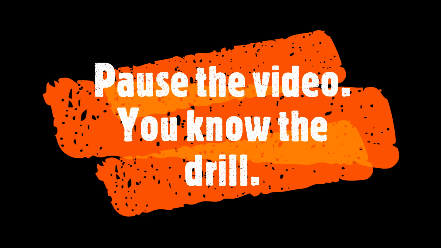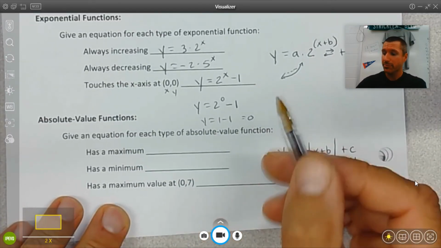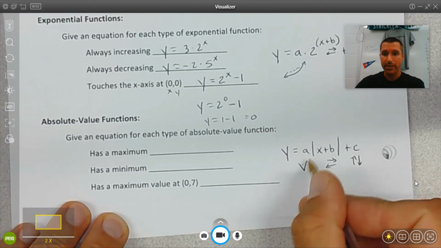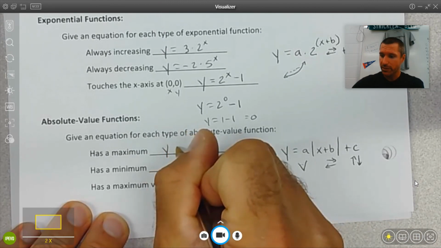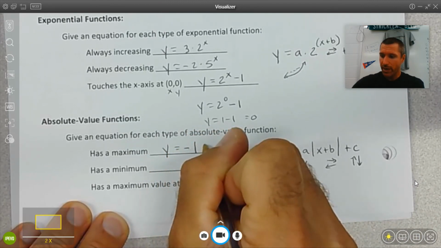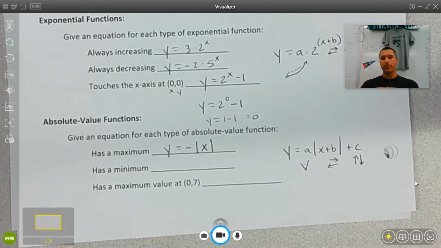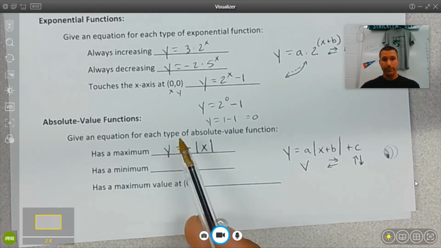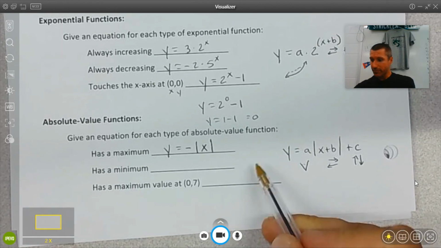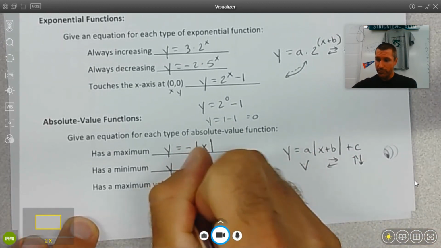Absolute value. If it has a maximum, it has a highest point. That means the a value is now negative, so it flips upside down. So just stick a negative in front of your absolute value, and then you can run with it from there. Okay, add or subtract anything you want as long as the negative is here. For it to have a minimum, it has to have a lowest point, which just means the a value is positive.